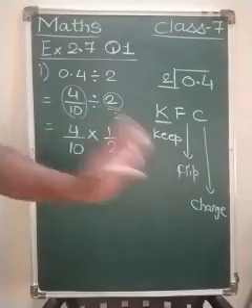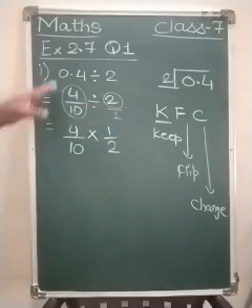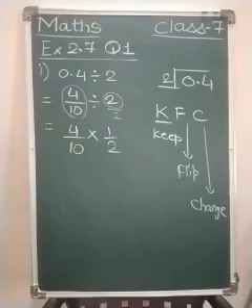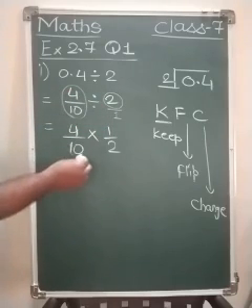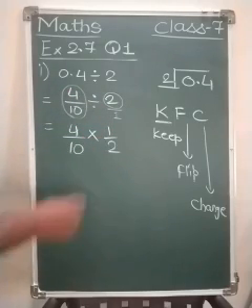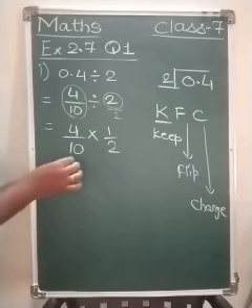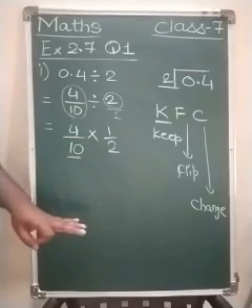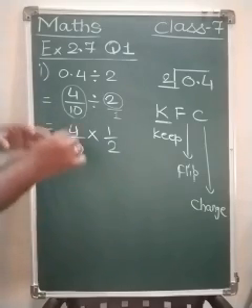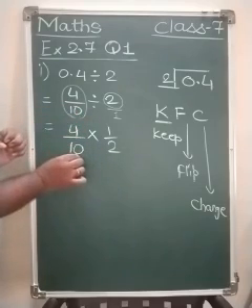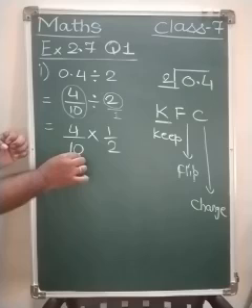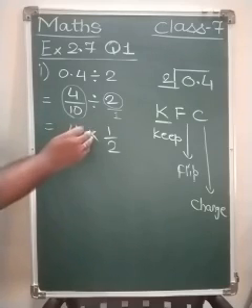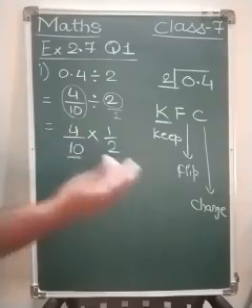Keep, flip, change. This is a simple way to remember how we can solve the division of fractions. Okay. So 4 upon 10 multiplied by 1 upon 2. Now you can see, in division, try to keep the denominator as 10, 100 or 1000 only. If you keep the denominator as 10, 100 or 1000, then this can be written very easily, because when the denominator is 10, 100 or 1000, we can change it into a decimal number very quickly.